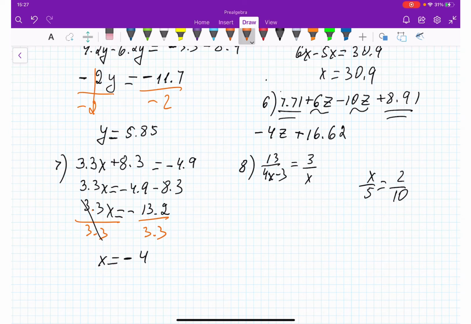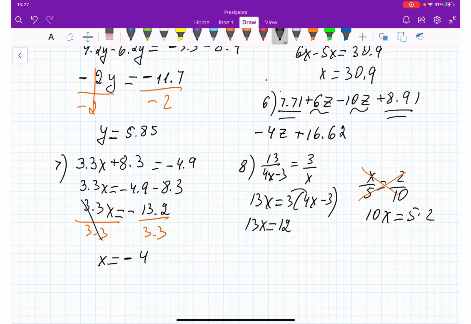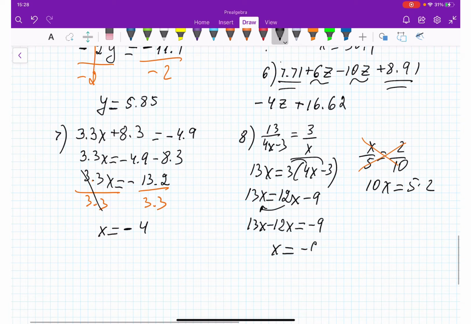What does that give you? That means you can do cross multiplication, meaning I can write down 10x equals 5 times 2, okay? And solve it. Same way I'm doing here. 13 times x equals 3 times 4x minus 3. So 13x is equal, distributing, 12x minus 9. Moving 12x to this side, 13x minus 12x is equal to negative 9, and x is equal to negative 9. Nice and easy.